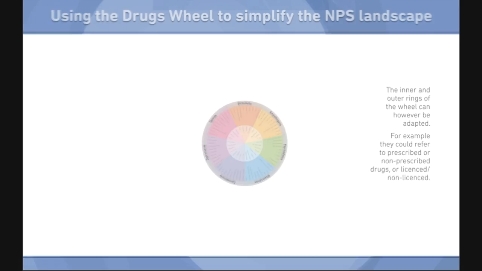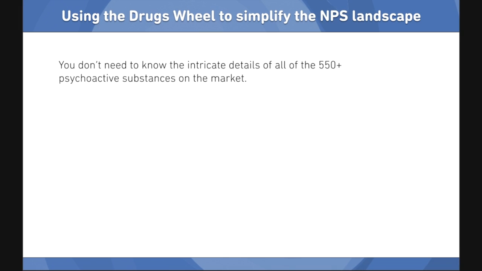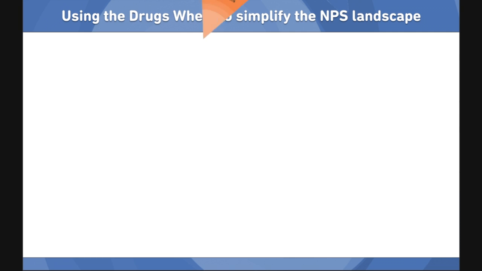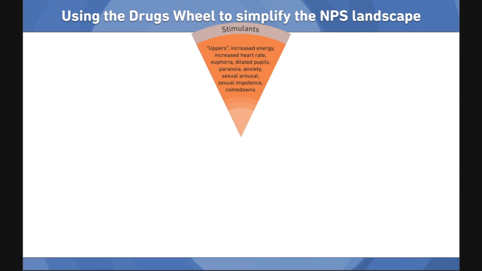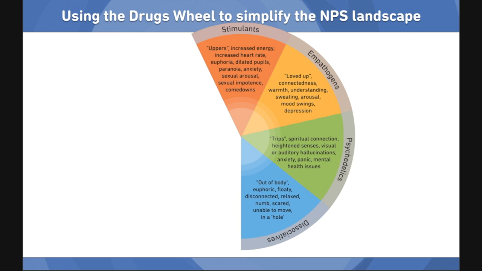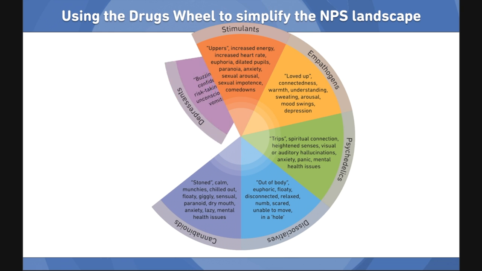Drug workers have reported that using the Drugs Wheel model simplifies the very complex drug landscape. Rather than having to learn details of all of the 550 plus compounds known to the European Monitoring Centre, drug information and harm reduction information can instead be given by category. This graphic gives a rough overview of some of the typical effects that might be associated with different categories. A high-resolution PDF of this image, along with many others, are available on thedrugswheel.com.